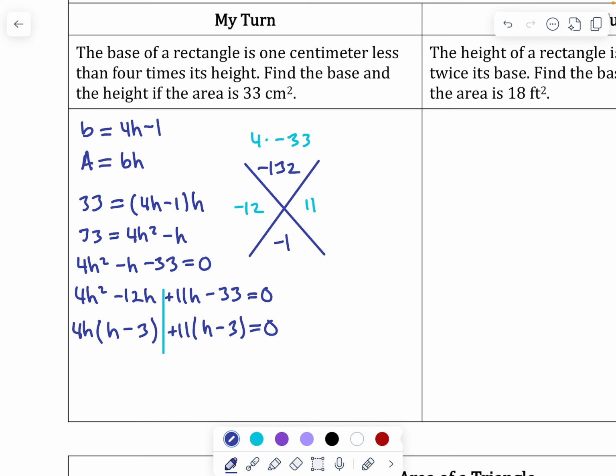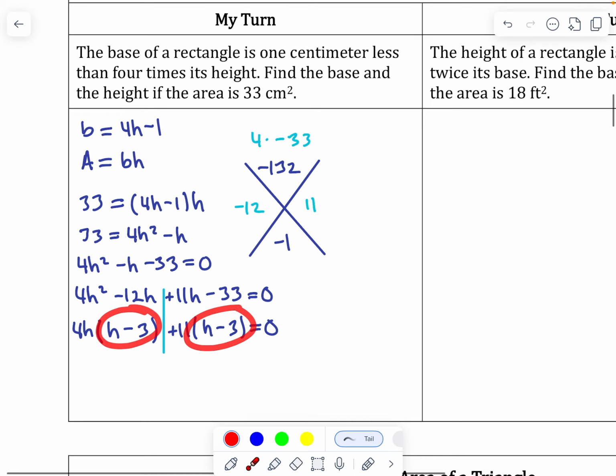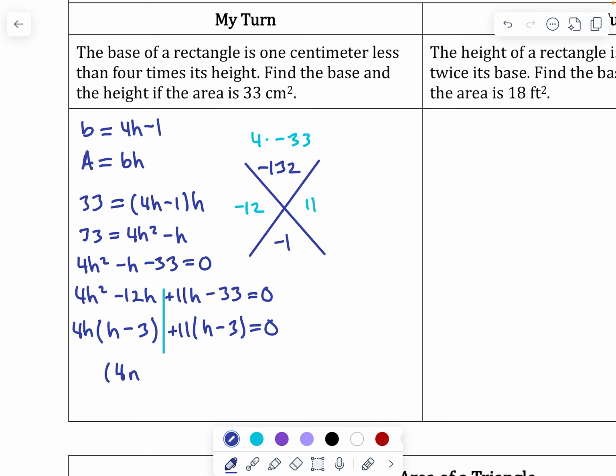And this is how you know you've done this correctly. The h minus 3 matches, right? That factor has to match for this to work. And that's going to leave us with 4h plus 11 times h minus 3 equals 0. So the two solutions, I'm skipping steps here, are negative 11 over 4 and 3.